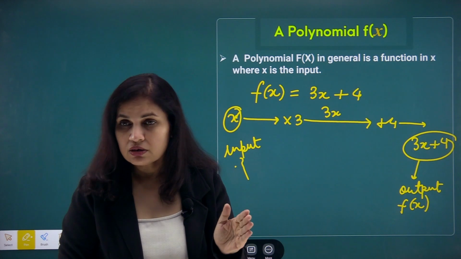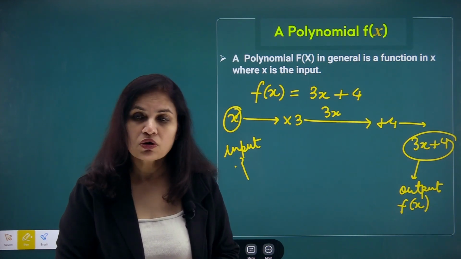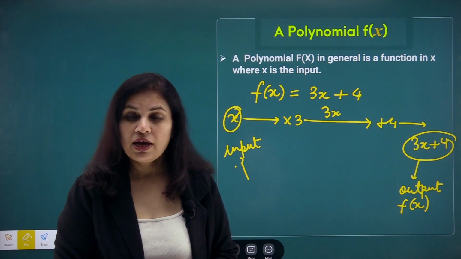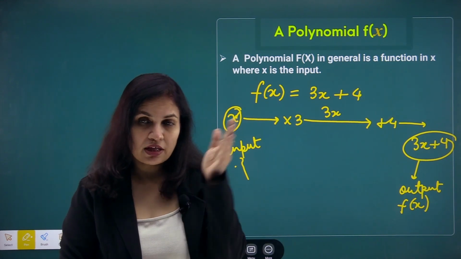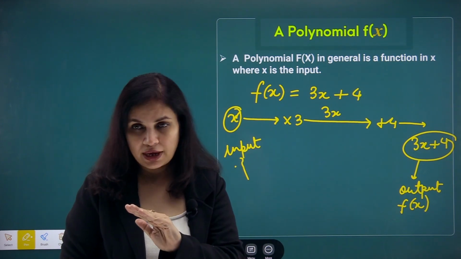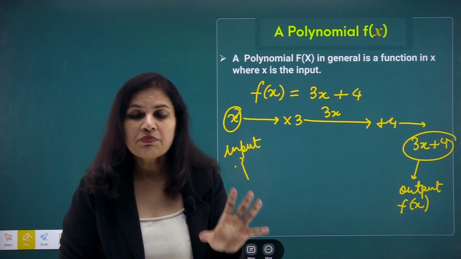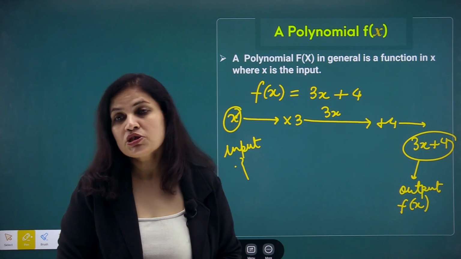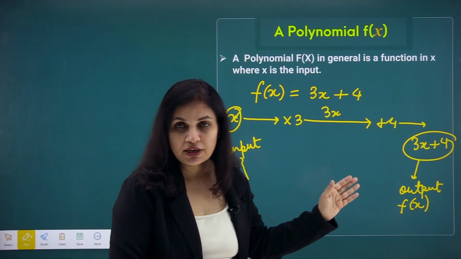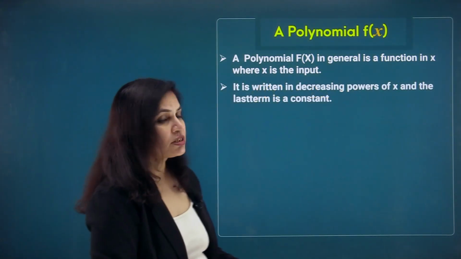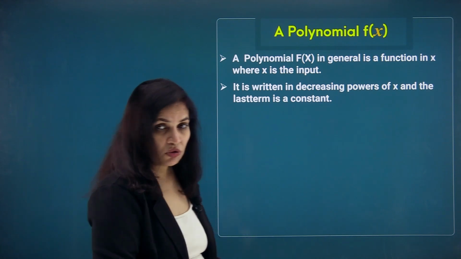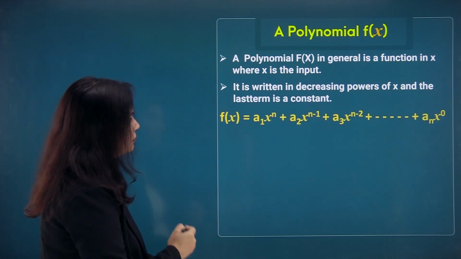Because be it a one-termed expression or two-termed or three-termed or an n-termed expression, x will behave in a certain way. x will be multiplied with something or something will be added to x or subtracted from x. That means some mathematical operations will take place with x and we will get an algebraic expression. It is written in the decreasing power of x and the last term is a constant. Let us see how.